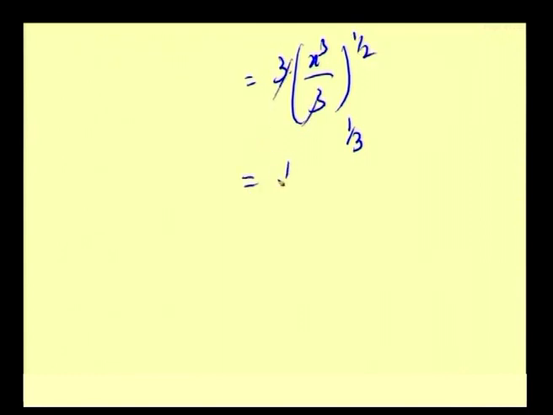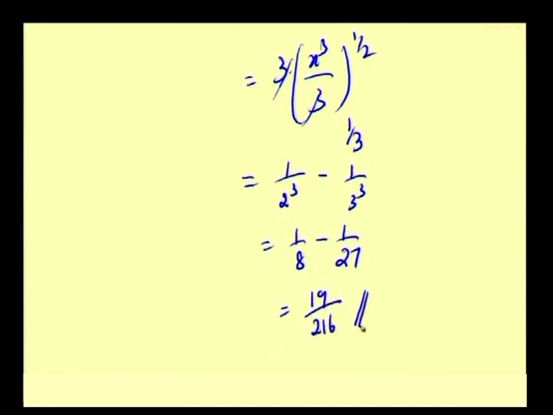3 gets cancelled. So, 1 by 2 cube minus 1 by 3 cube, 1 by 8 minus 1 by 27 gives you 19 by 216. Okay. This is your answer for P of 1 by 3 less than or equal to x less than or equal to 1 by 2.